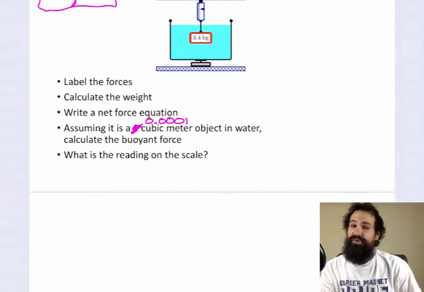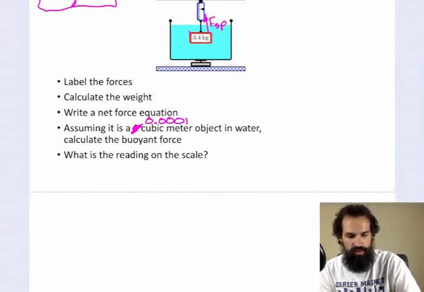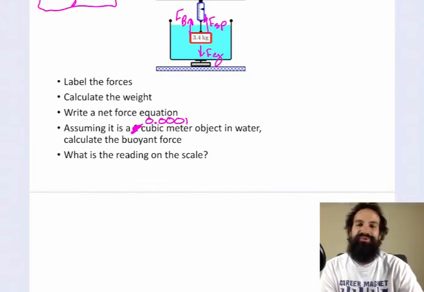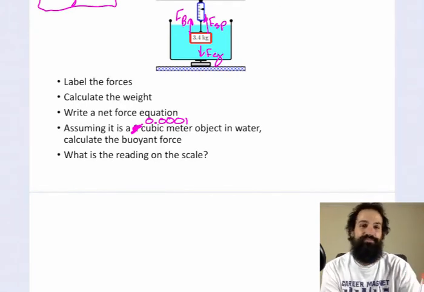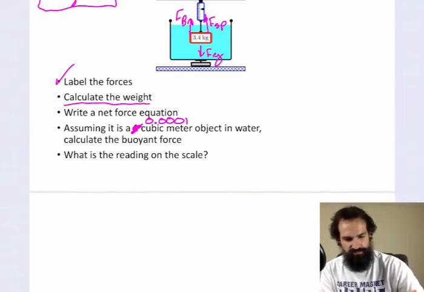All right, so I'm going to start labeling the forces. We have spring force up. We have buoyant force up. And the force of gravity down. I'm hoping you guys remember that there's also a spring force in this problem. It's been a while since we've discussed that. So now we've labeled the forces. Number 2 is we need to calculate the weight.